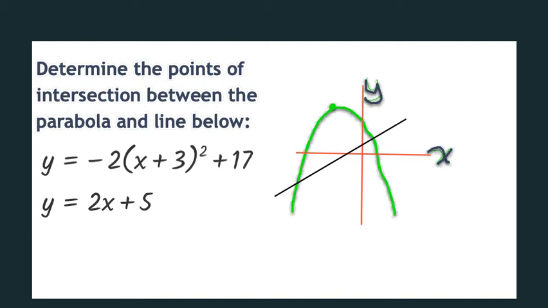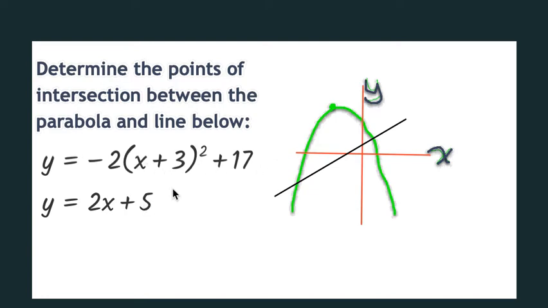We're going to do a screencast on how to find the points of intersection between a parabola and a line. So here's the parabola right here, y = -2(x + 3)² + 17, and the straight line y = 2x + 5. Well, the first thing we would always do is to make a rough sketch.